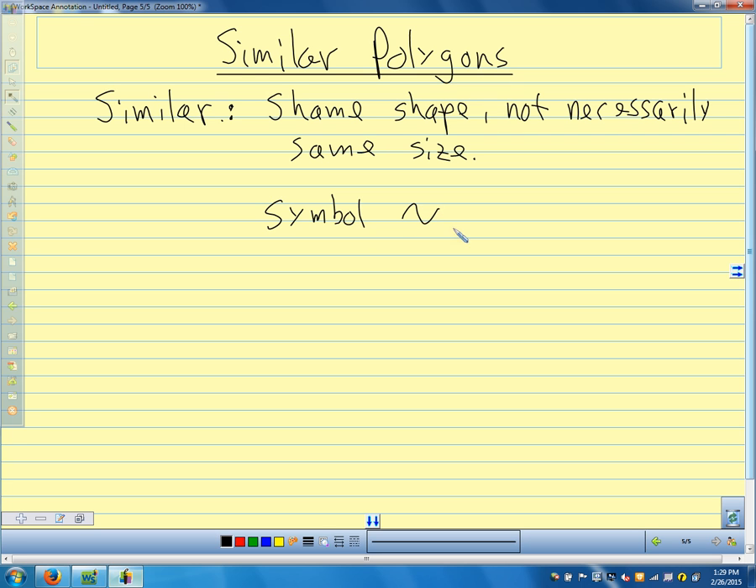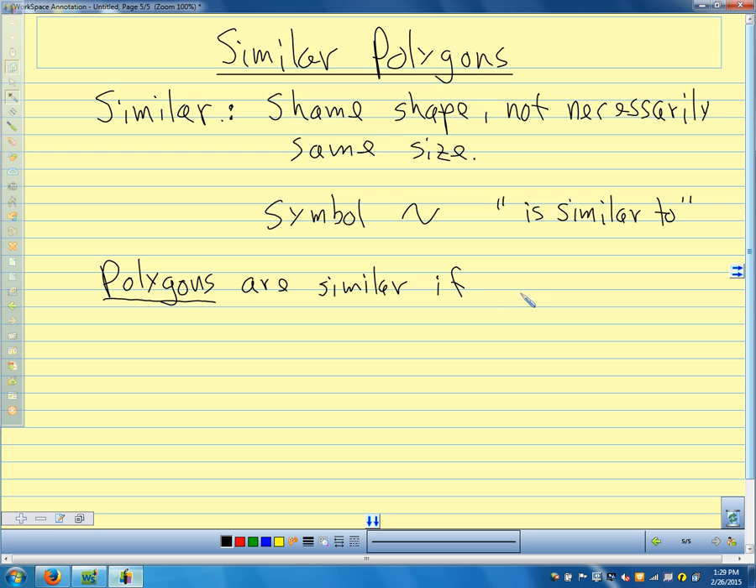All right, so our symbol for similar is one squiggle. And we read it as "is similar to." And we'll get more technical about what we mean by same shape, not necessarily same size, as we go on. So today we're going to talk about polygons. Polygons are similar if corresponding angles are congruent. So our angles are the same.